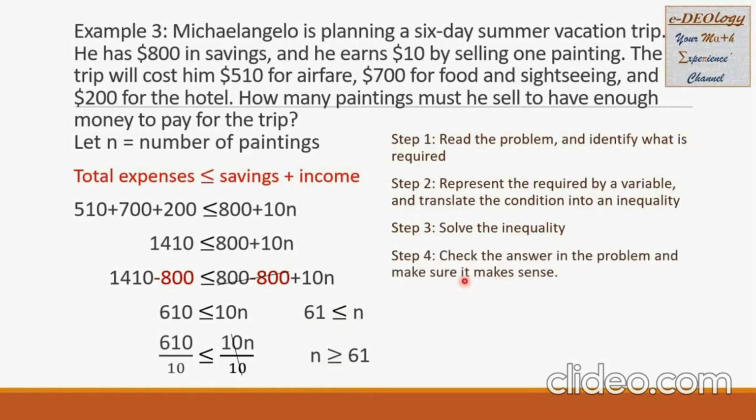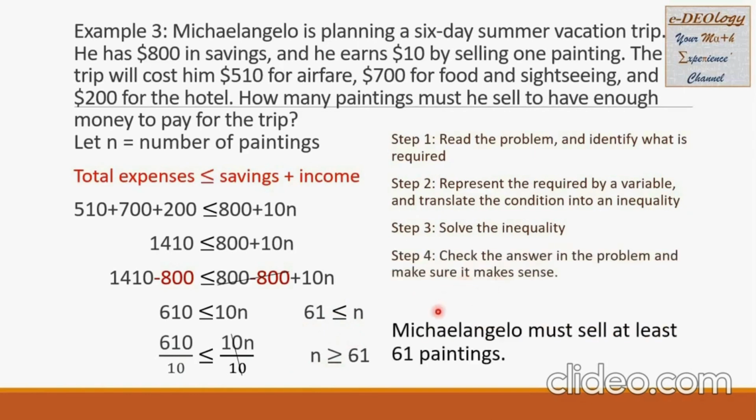We will check the answer if it is correct. If Michelangelo will sell 61 paintings, 61 times 10 is 610, plus the savings 800, he will have this 1,410 to cover the trip expenses. So Michelangelo must sell at least 61 paintings. This is our final answer.